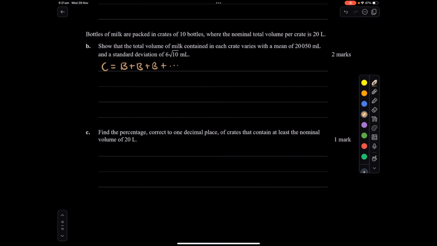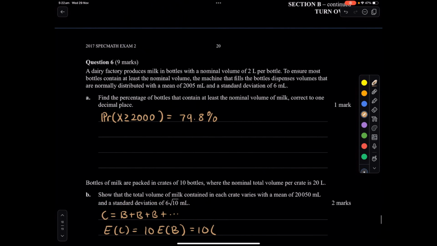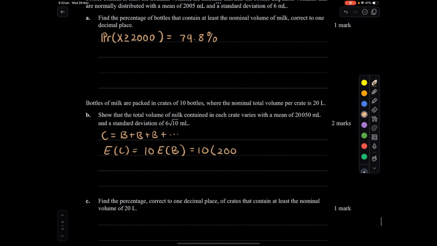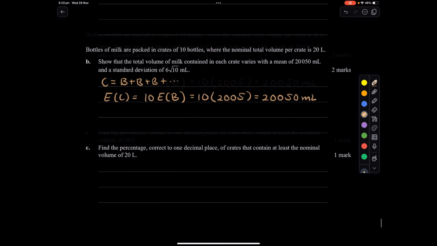So if we wanted to show the expected value of C, the crate, using your formula, it's just going to be the expected value of B plus the expected value of B, 10 times. So it's just going to be 10 times the expected value of B. What's our B? Our bottles. We said that it's this one over here. That's your mean. So 10 times 2005, which gives us 20,050 milliliters. That's good.